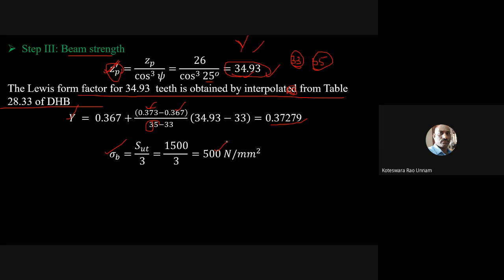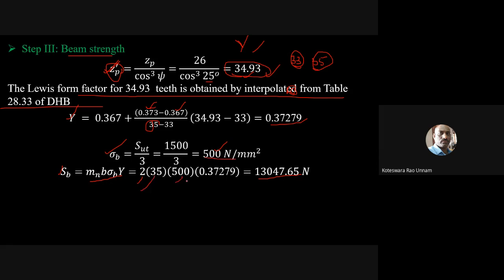The formula for beam strength, or bending strength, is Mn into B into sigma B into Y. You just need to substitute the data and evaluate the beam strength. Mn is given as 2 mm, B is 35 mm, sigma B is 500 as computed now, and Y is evaluated as 0.37279. If you substitute and simplify, you will get the beam strength as 13,047.65 newtons.